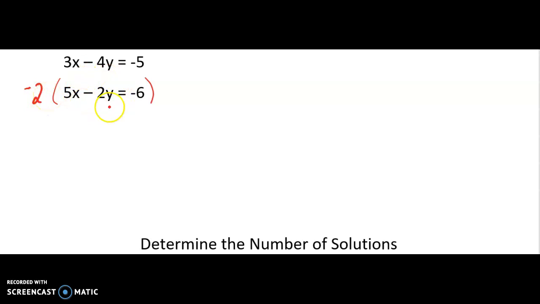But I can't just do it to the y term. I have to do it to every piece. So I have to distribute this negative 2 to all terms within my equation, okay, to keep everything balanced. When I do that, negative 2 times 5x is going to give me negative 10x. Negative 2 times negative 2y is going to give me a positive 4y. Negative 2 times negative 6 equals positive 12.